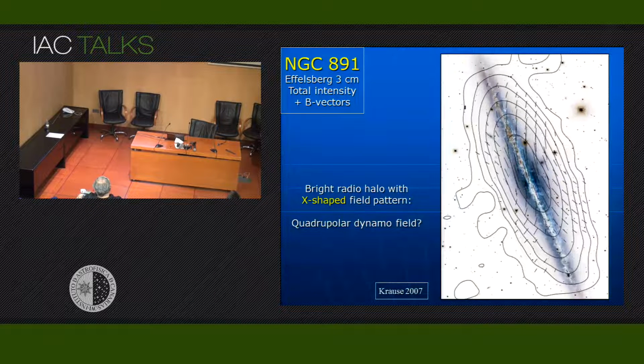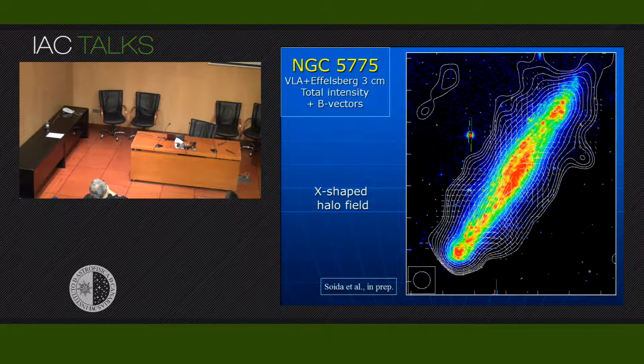X-shapes are everywhere. So this is another X-shape here. That means the vertical component is not strongest near the rotation axis as expected from dynamo models, but it's obviously strongest away at large radii. So it's completely opposite to what we expect from simple dynamo models. So simple dynamo models are obviously too simple. We have to do something more. Quadrupolar field is certainly not the case here.